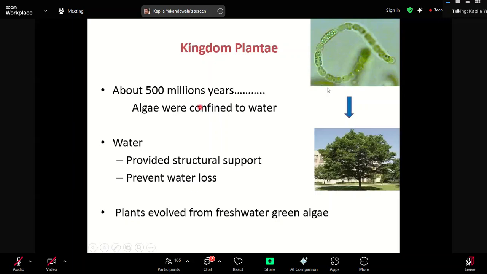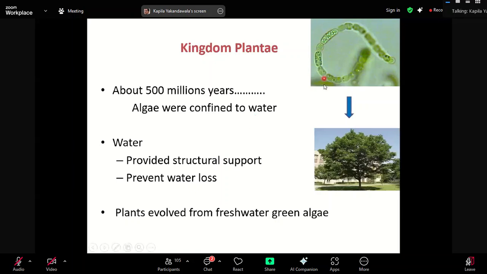Earliest animals existed in the water. So about 500 million years ago, all the plants, fungi, sorry, algae were there. They were confined to water. So water has given all the facilities, structural support. Water is available, so transpiration was not a problem. Water loss is not an issue.